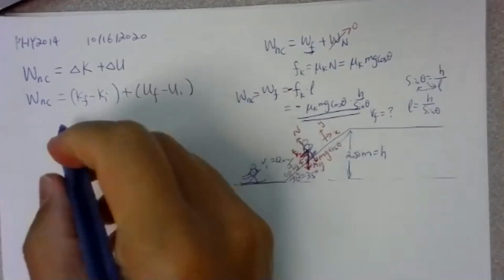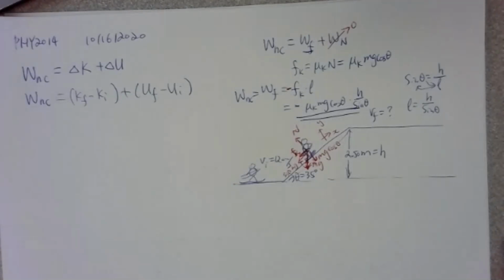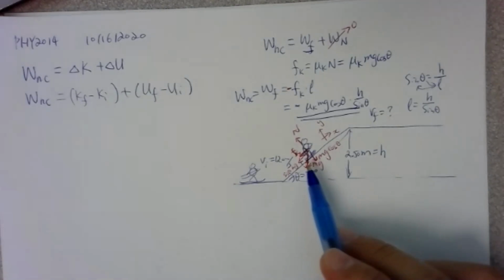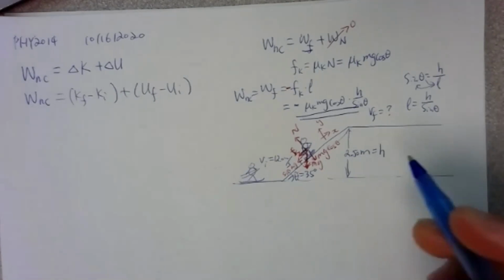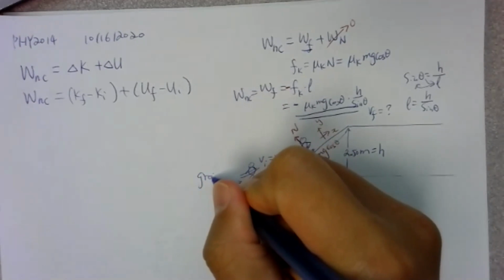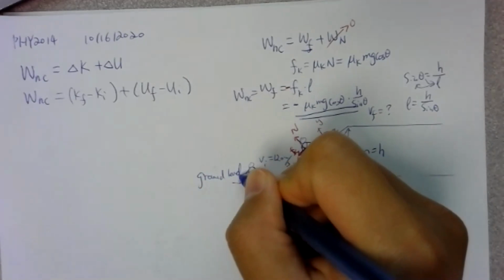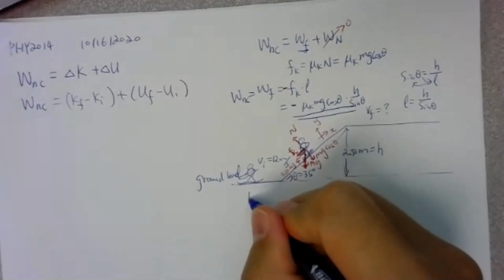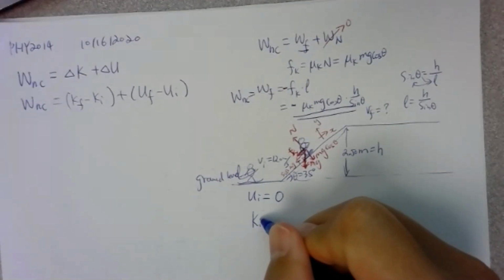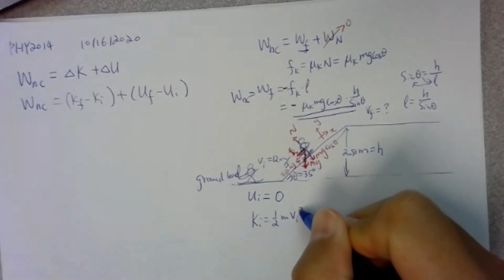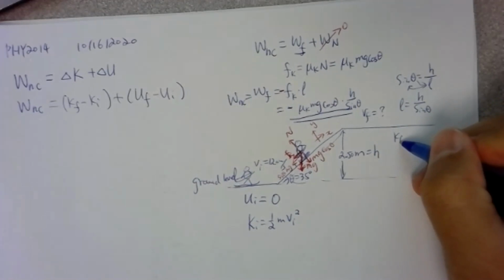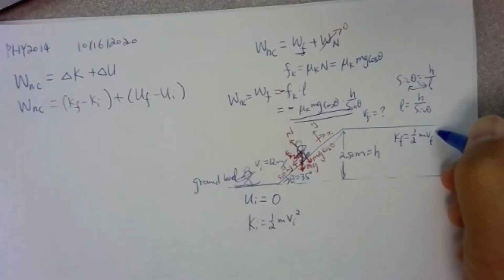Now for your right-hand side equation, there are four terms. You want to identify each of them individually. There's gravitational potential energy involved here, so you want to pick a ground level. You can pick the bottom of the slope to be the ground level because that's the low point of the motion. So for U_i, the initial potential, that's 0. And K_i is just 1/2 m v_i squared. When she reaches the top over here, K final is equal to 1/2 m v final squared.